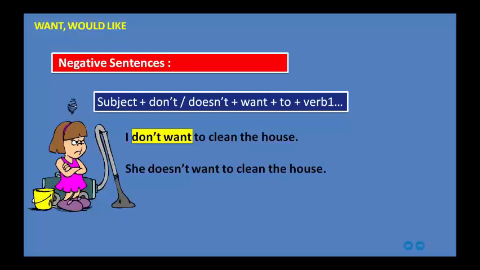What about negative sentences? After the subject pronoun, we use don't or doesn't and then want to verb 1. So we use the simple present tense rule. Let's look at the examples. I don't want to clean the house. She doesn't want to clean the house.